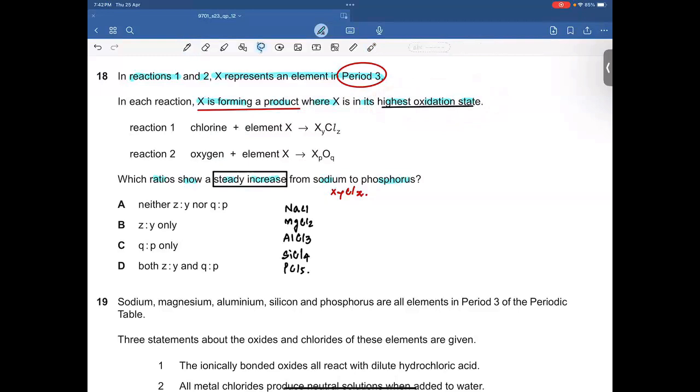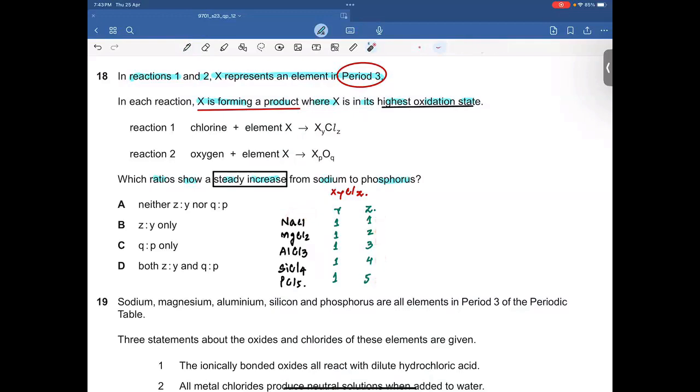Now, okay, just hold on. Now, I have to discuss Y and Z, the ratio of Y and Z. So it's 1:1 because we have 1 sodium and 1 chlorine. We have 1 magnesium and 2 chlorine. We have 1 aluminum and 3 chlorine. We have 1 silicon and 4 chlorine. And we have 1 phosphorus and 5 chlorine. So it's a steady increase. 1, 2, 3, 4, 5.